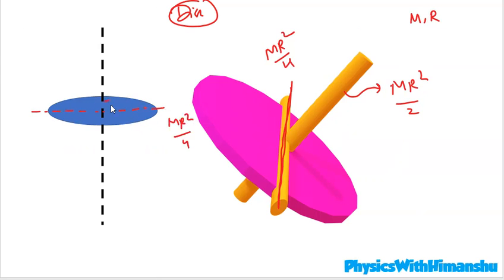And suppose the axis is perpendicular and passing through the center of the disk, then mr square by 2. So you have to remember both of these moments of inertia. Any axis passing through the center of the disk and in the plane of the disk, the moment of inertia will be the same, that is mr square by 4. So if the axis is perpendicular, then mr square by 2. If it is in the plane of the disk, then mr square by 4.